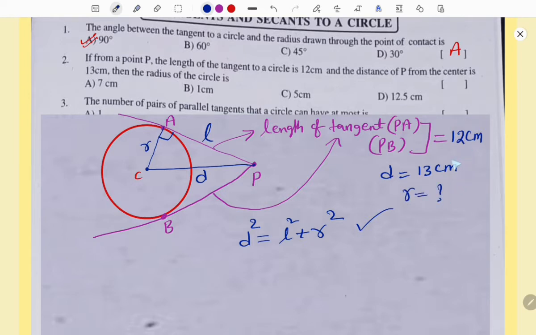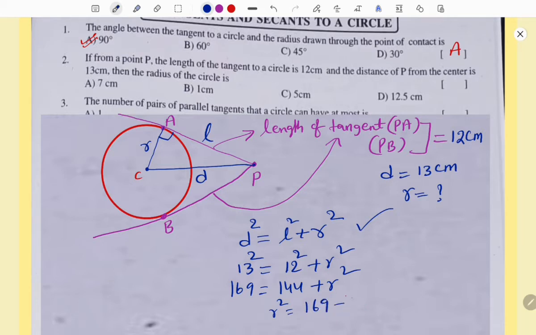Substituting these two values in the equation: 13 square is equal to 12 square plus R square. Now 169 is equal to 144 plus R square. So R square is equal to 169 minus 144, which is 25. Therefore R is equal to 5. Okay Nana, so what is the answer now? Option C is the right answer. I hope all have understood this one.